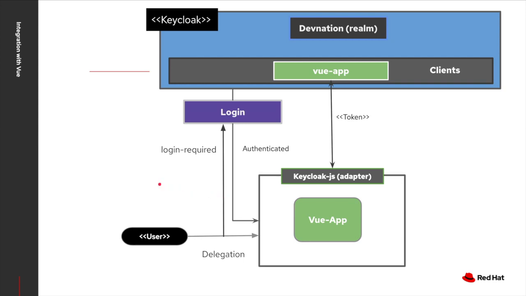When a user wants to access your Vue application, your application will redirect or delegate the authentication to the Keycloak server. You will see a Keycloak authentication page where the user enters his credentials. Once the user enters his credentials, he gets redirected to your Vue application, where he can access the secured resources. This is a very simple flow, and later on, once this process is done, your Keycloak adapter is responsible for communicating with the Keycloak server to exchange the token. We'll see how that happens.